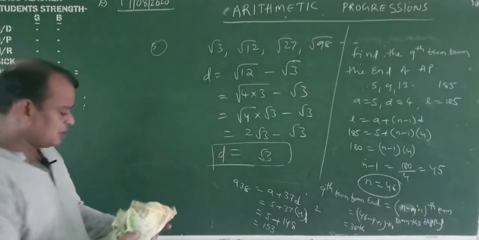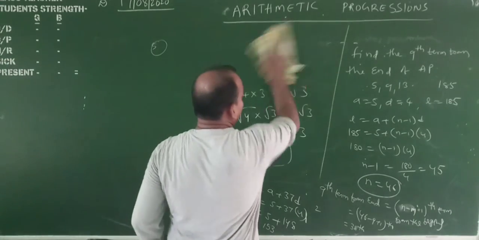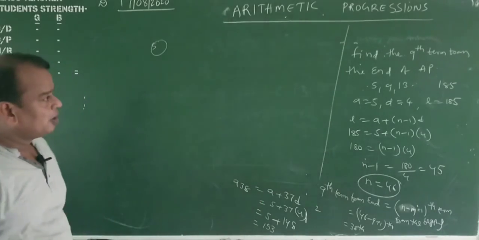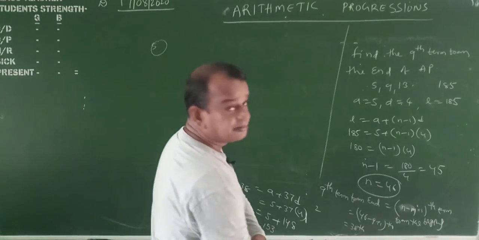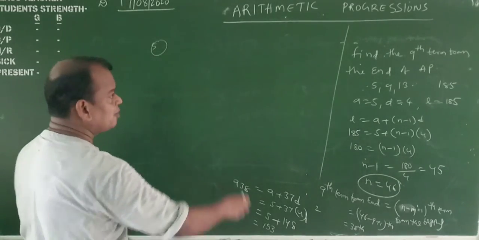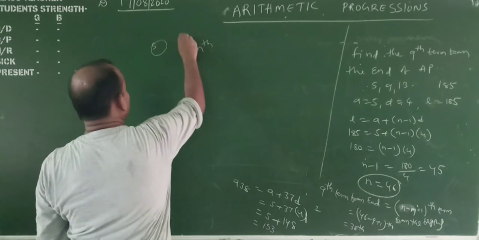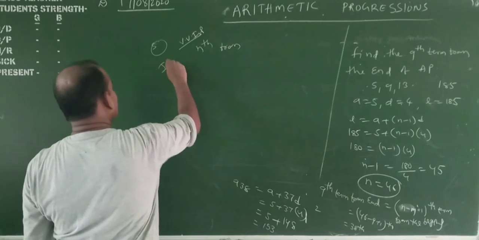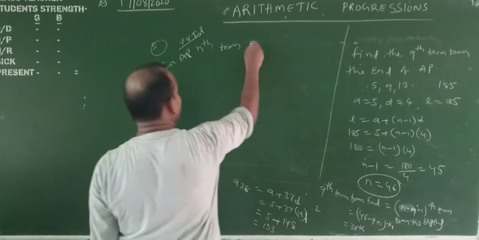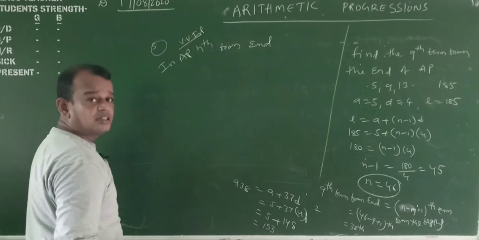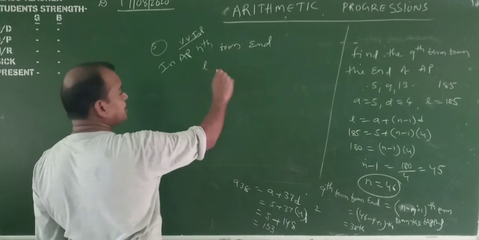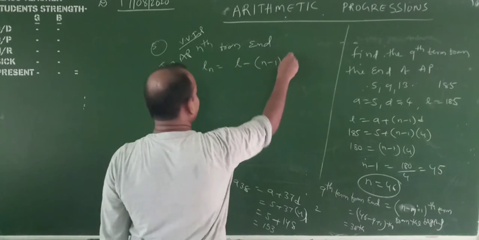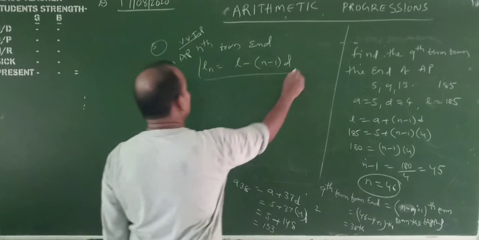We will do this one also by the shortcut method formula. You know the last value, the L value. Now, for the ninth term from the end, or the nth term from the end, there is a very, very important formula. The nth term from the end in an AP is compulsorily Ln is equal to L minus n minus 1 into d. That's all. This is the formula for the nth term from the end.